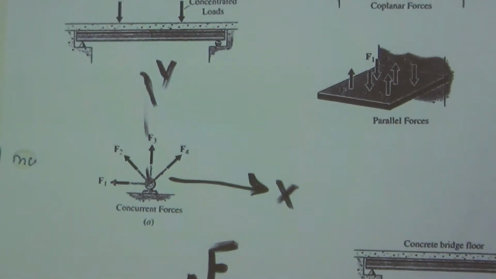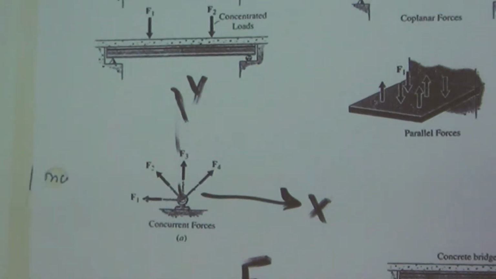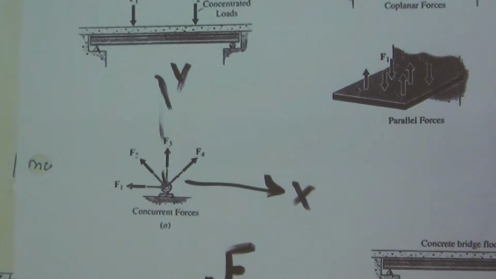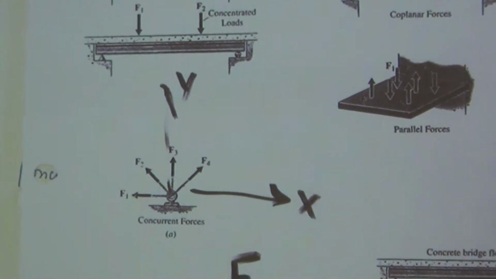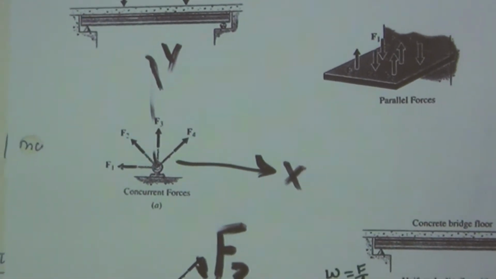So up till now, we've only looked at translational motion. We found resultants that had values, and then we did statics problems where there was no translational motion. Okay, let's go to the top one.